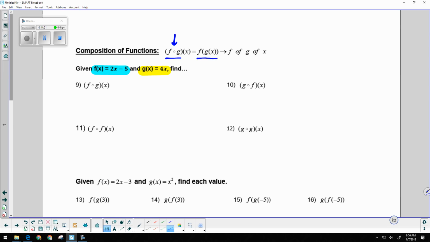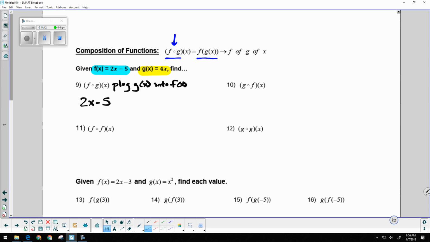So number 9, we have f of g of x. What this is telling you to do, I'm actually going to write it out this time, is to plug g of x into f of x. Now how do we do that? Basically, you take the whole function g of x, which is 4 times x, and plug that in for x in the f of x function. So let's write the f of x function down. It is 2x minus 5.